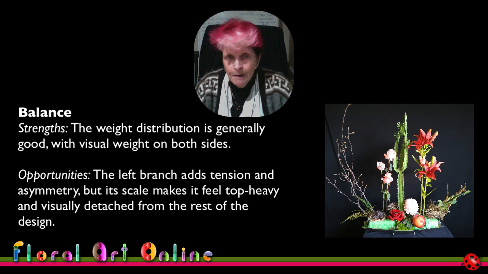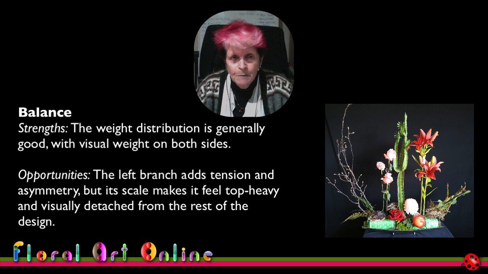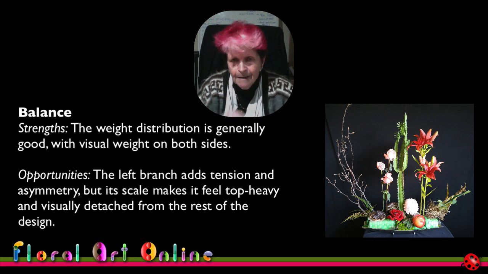Balance. The strength is the weight distribution is generally good, with visual weight on both sides, and you can see that in terms of the placements. The opportunities here, the left branch adds tension and asymmetry, but its scale makes it feel top heavy and visually detached from the rest of the design. So I think had the orchid on the other side been a little bit more reflective of the curve, it wouldn't have looked so out of balance, and I think that's where it's lacking at the moment.